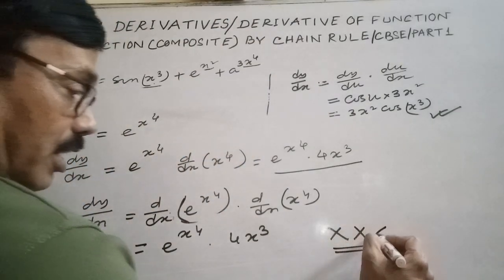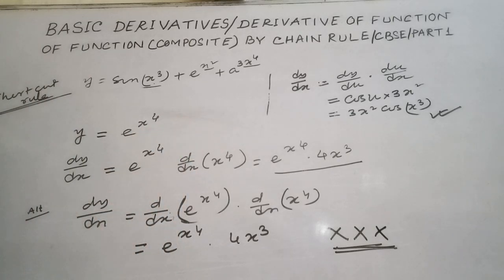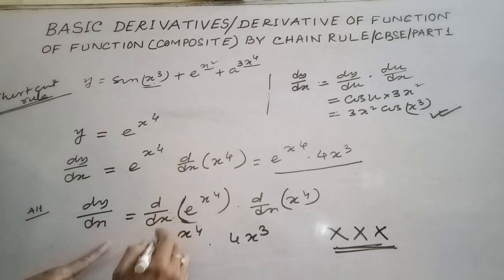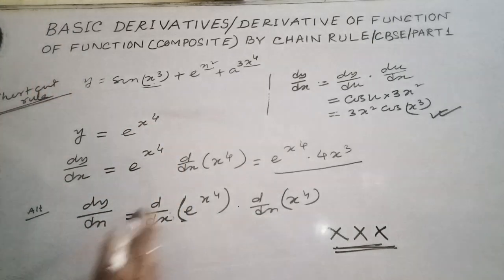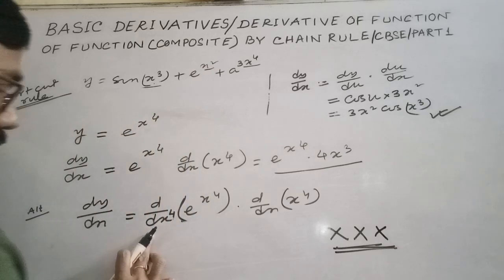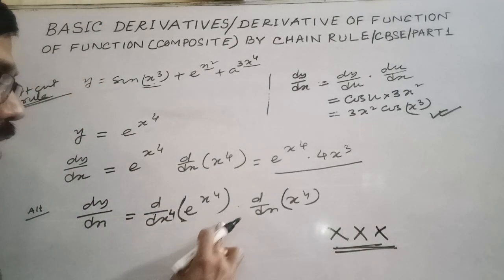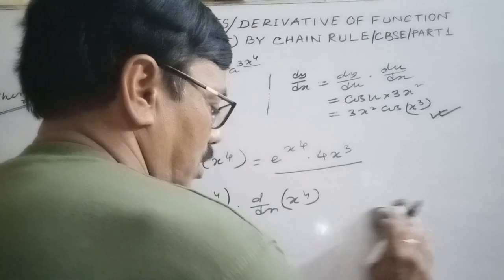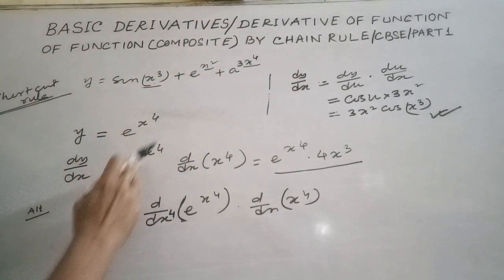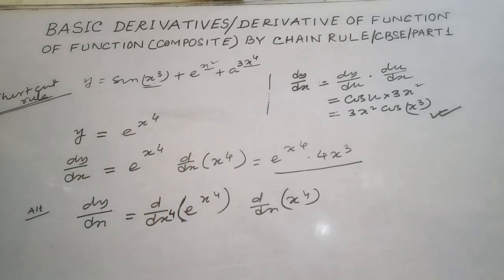So mind it, this step is important if you use the alternative one. If you use this one, derivative with respect to argument, be careful. The argument is x to the power 4. So derivative with respect to x^4 into d/dx of x^4. Otherwise, you can omit this step. You write the derivative of e to the power x is e to the power x, d/dx of x^4.